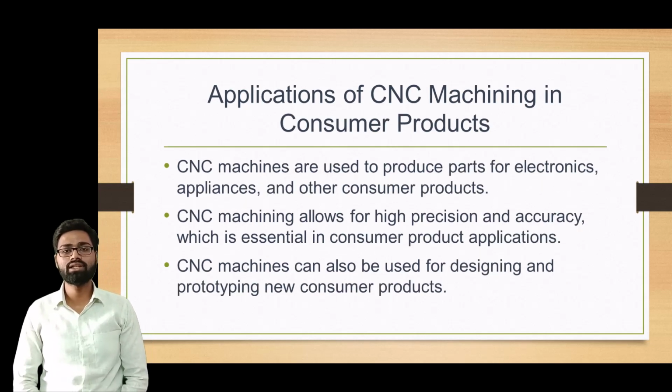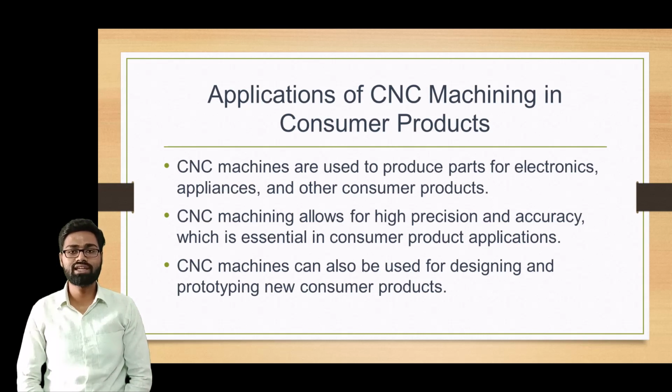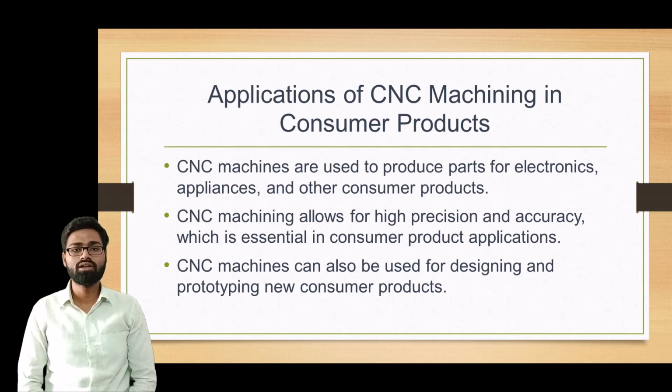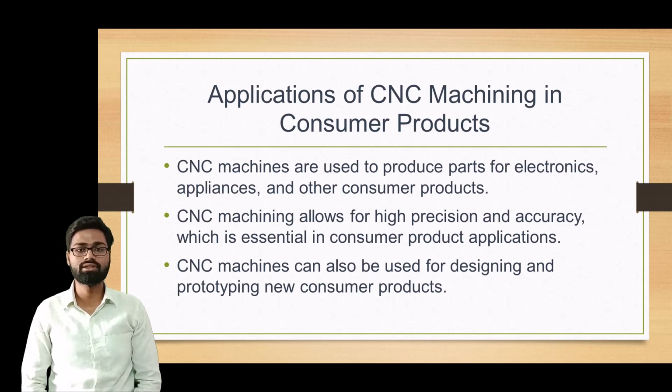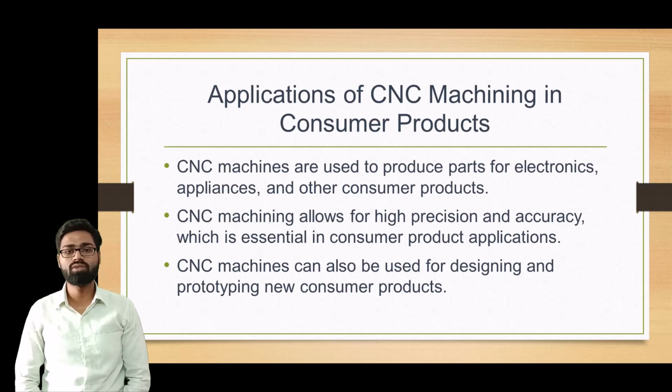Application of CNC machining in consumer products. CNC machines are used to produce parts for electronics, appliances, and other consumer products. CNC machining allows for high precision and accuracy, which is essential in consumer product applications. CNC machines can be used for designing and prototyping new consumer products.